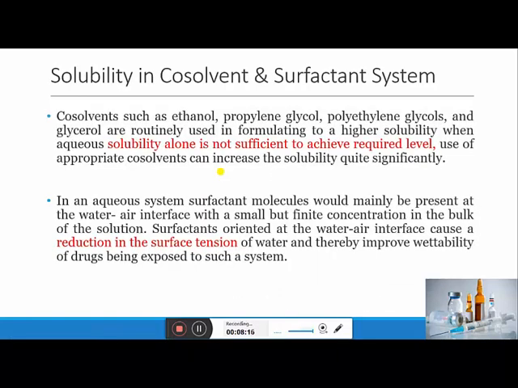Next one is solubility in co-solvent and surfactant systems. Sometimes a drug molecule does not have enough solubility in water to get a sufficient concentration of drug in a vehicle. So to increase their solubility, co-solvents like ethanol, propylene glycol, polyethylene glycol or glycerol are added to increase the solubility of the drug molecule in the vehicle.